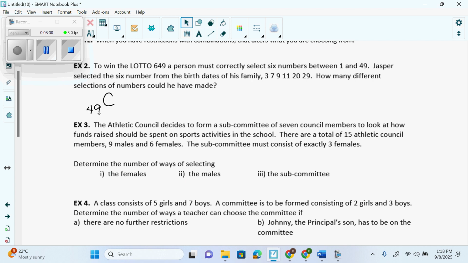49. And if you don't know, make it smaller. Instead of 1 to 49, make it 1 to 3. 1, 2, 3. 1 to 3 is 3, so 1 to 49 is 49. You don't have to count the 49 yourself to know it's 49. 49C what? How many am I picking? 6. So type that in.